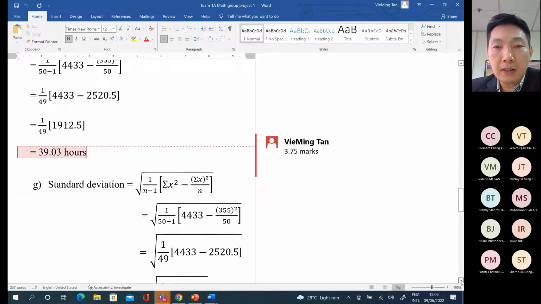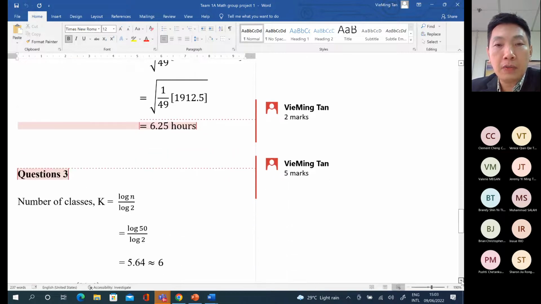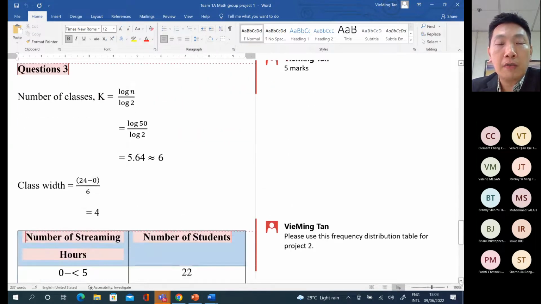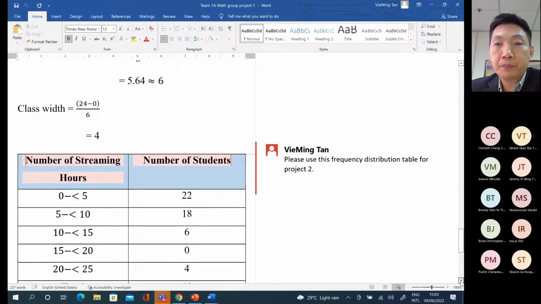Standard deviation, the total marks is 2 marks. Okay, lastly is question 3. Question 3, you have to show the working of how to identify the number of classes, 1 mark here, and then show the working on how to identify the class size. Okay, 1 mark for class size, and then 3 marks for the frequency table.